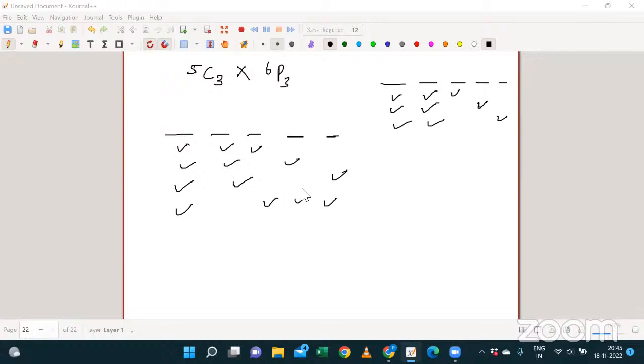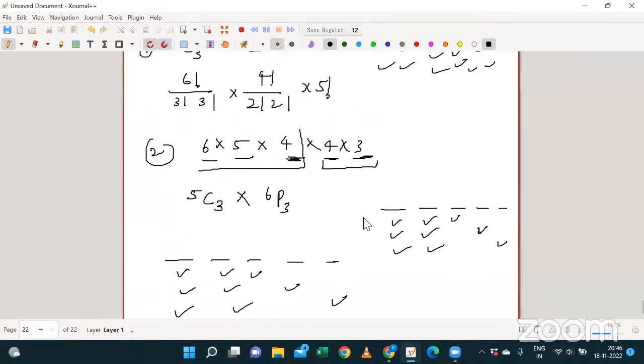Similarly, we can do this 3, this 3. There will be a lot of cases, right? That means I have to choose the 3 places. In how many ways I can choose those 3 places, and at those 3 places, in how many ways I can arrange? Are you getting or not?